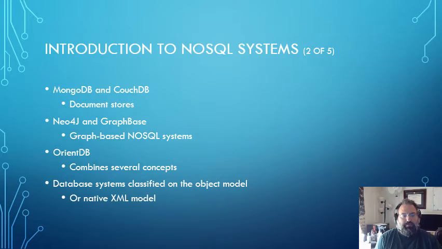MongoDB and CouchDB are both document stores. Neo4j and GraphBase are types of a graph database, and that's a mathematical graph of nodes and edges stored in a way so that you can do interesting analytics on it. OrientDB combines several of these concepts, and then there's database systems classified on the object model approach, or there's some that are native XML or JSON type approaches.